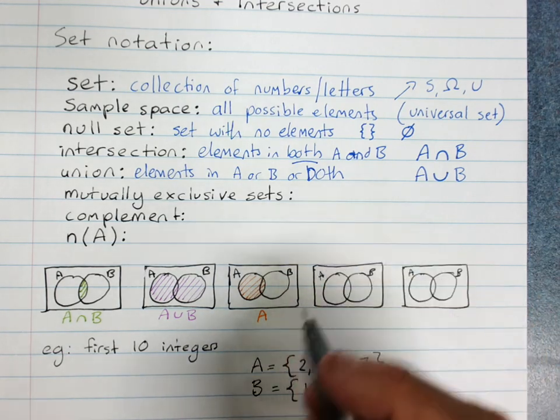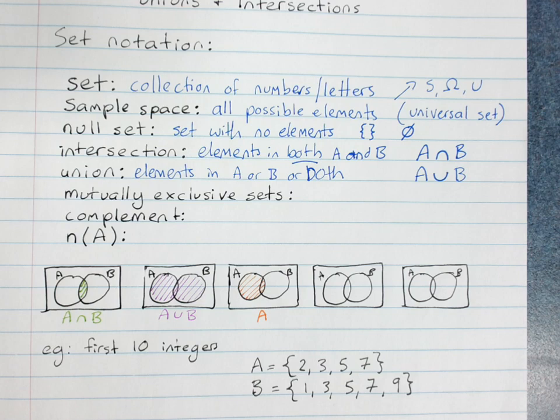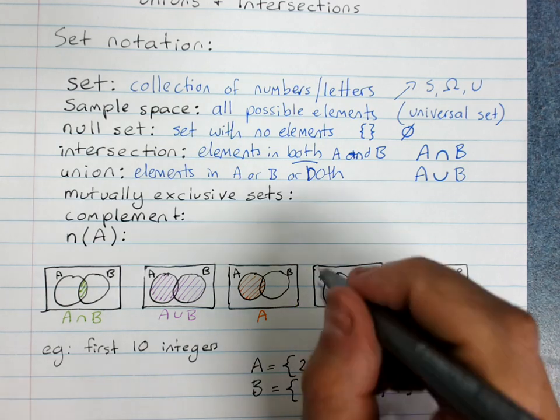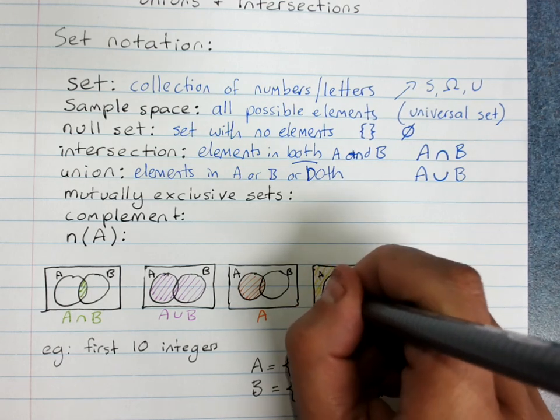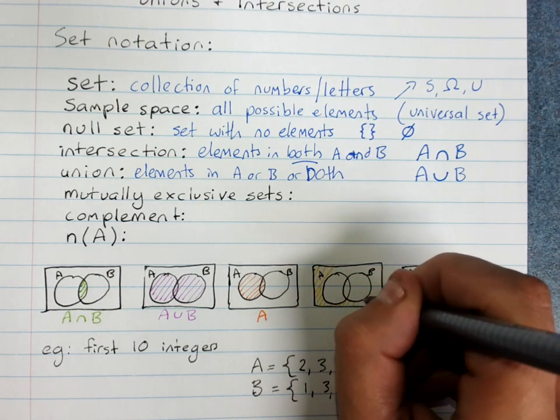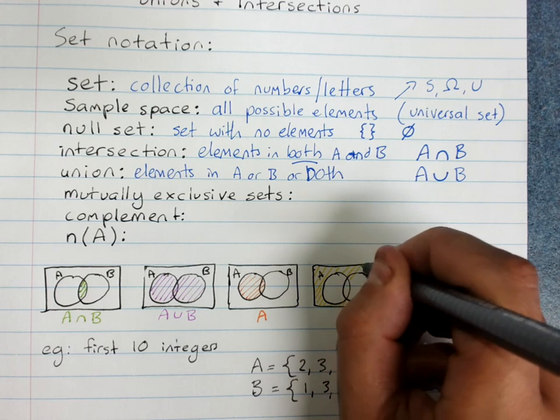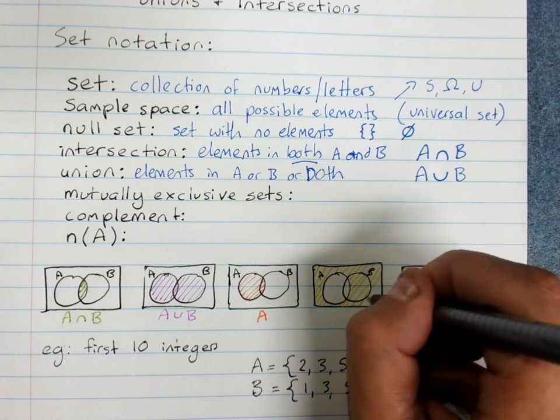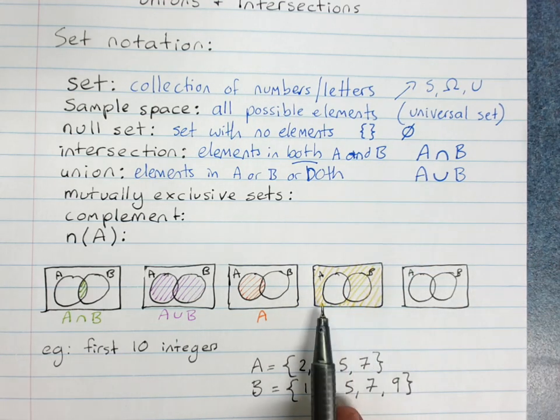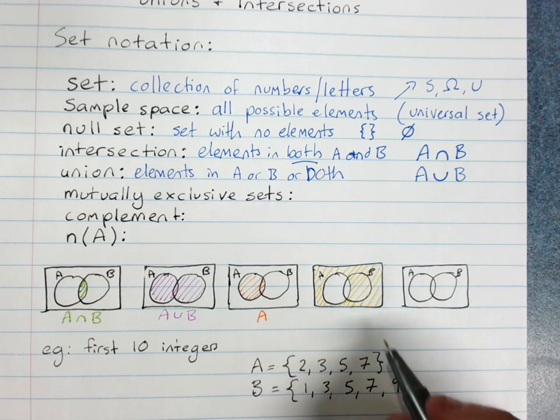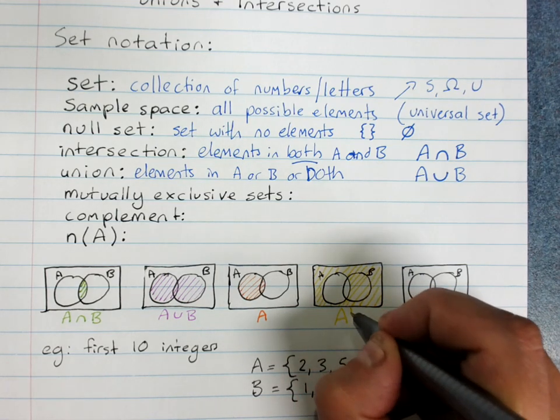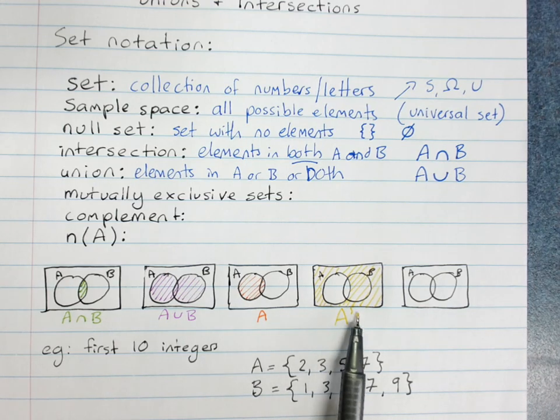We could have the elements, I'm just picking exciting colours here. We could have only the elements that are not in A. So I'm very carefully shading in everything except what's in A. Now that is A with the apostrophe after it that you'll remember was our complement of A, saying not A.